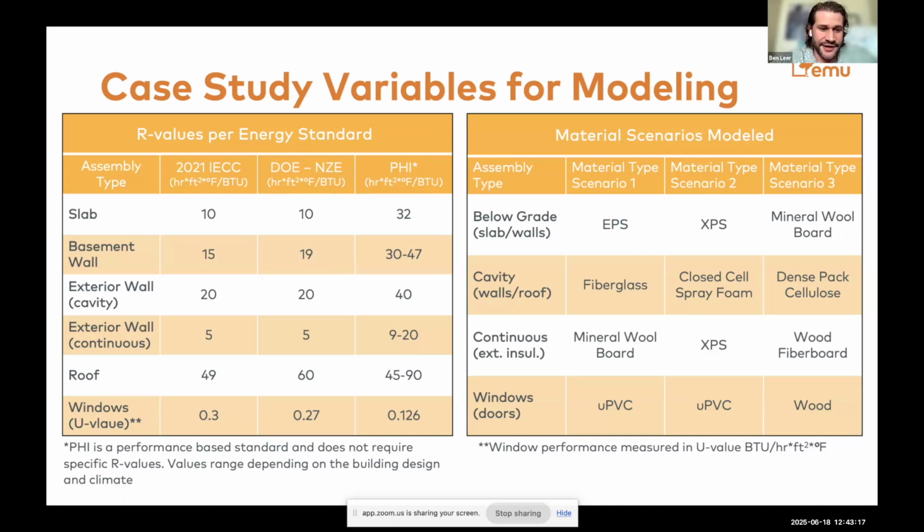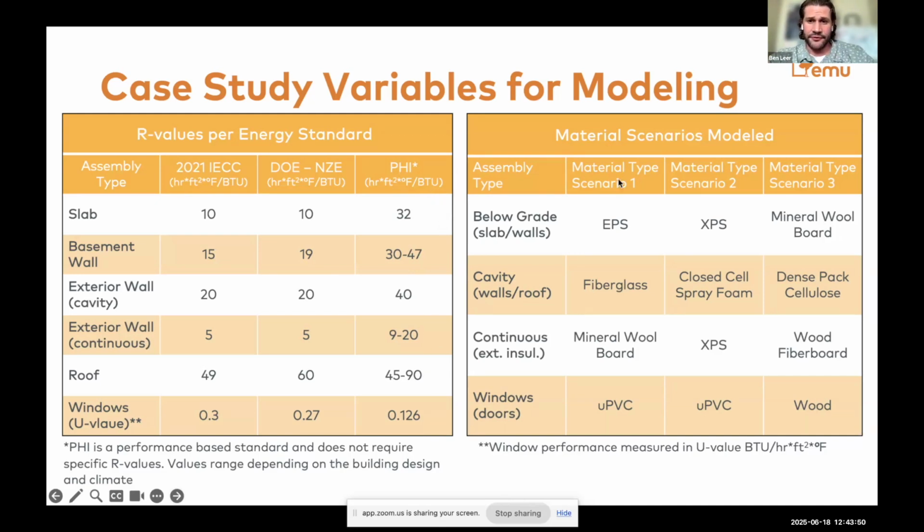Where passive house is different is that it doesn't require a specific R value for its certification. It's a performance-based standard. So you need to meet a specific amount of energy demand for heating and cooling to comply with the standard. So depending on your project's design and climate, the R values can vary. So I have a varied level of R values depending on what project we looked at and what assembly we're looking at. So these are not fixed values.